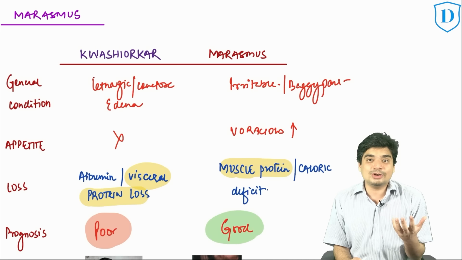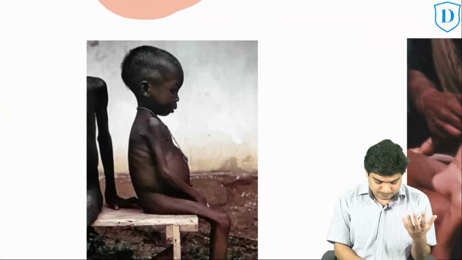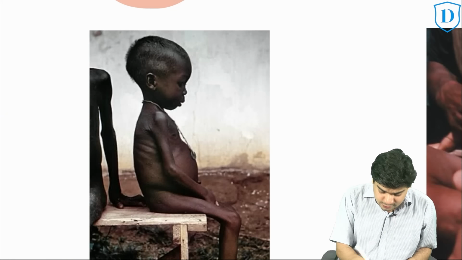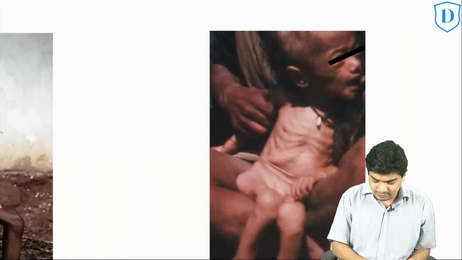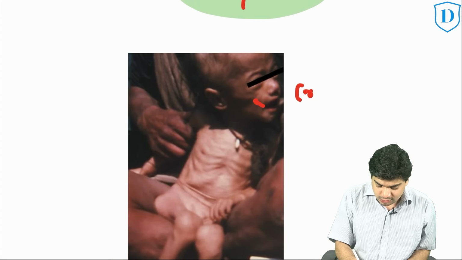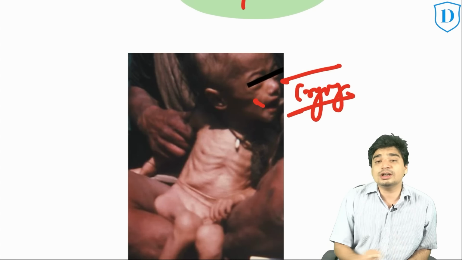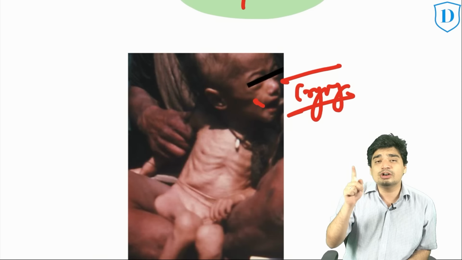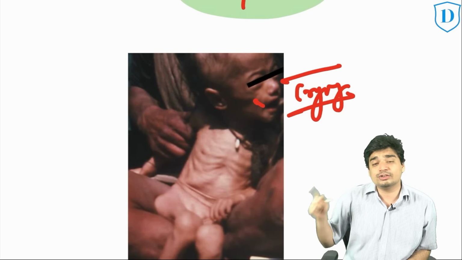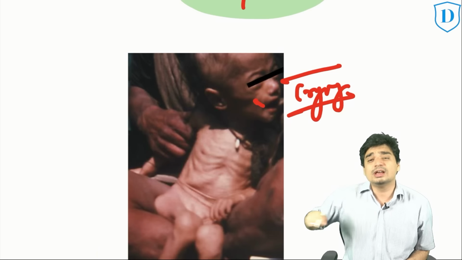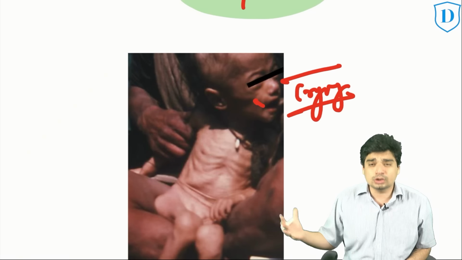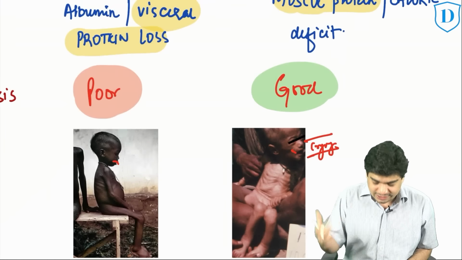Even in the pictures that we look at, look here. Kwashiorkor child, he will always be shown with a sad face. While the marasmus child, he'll always be shown crying. The only thing worse than a crying child is a child who is not crying. So Kwashiorkor always has a worse prognosis. In general, no appetite, no activity, and hence a lot of lethargy.